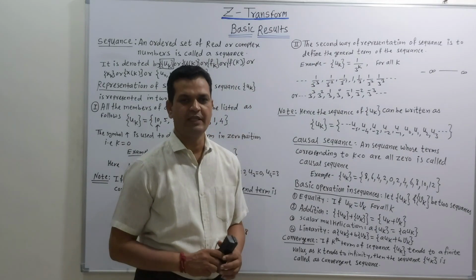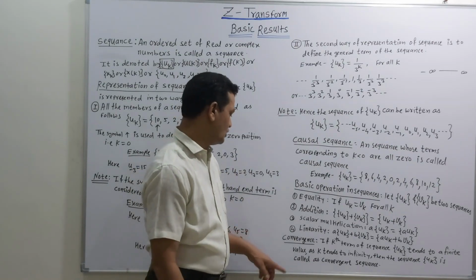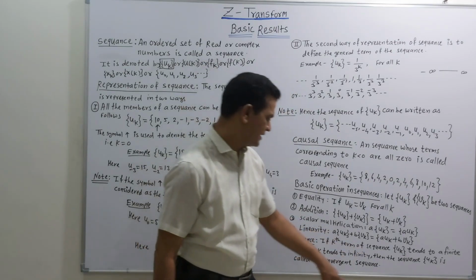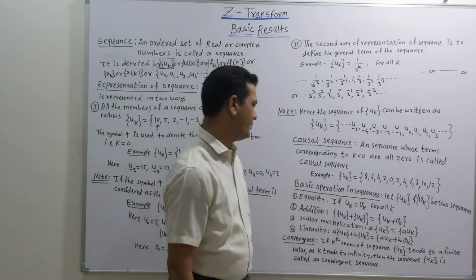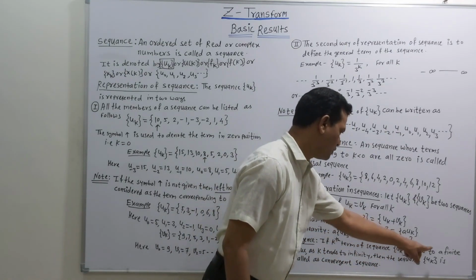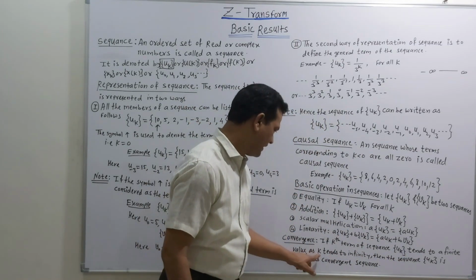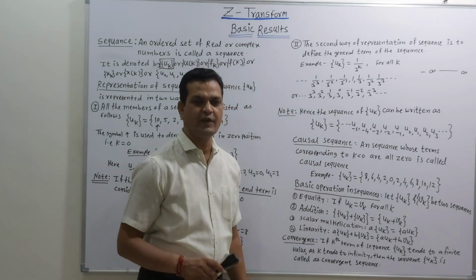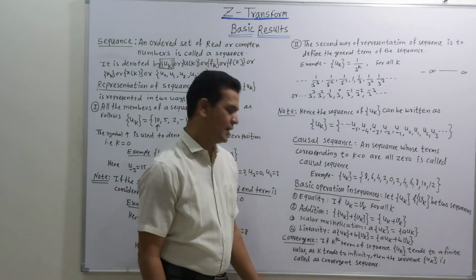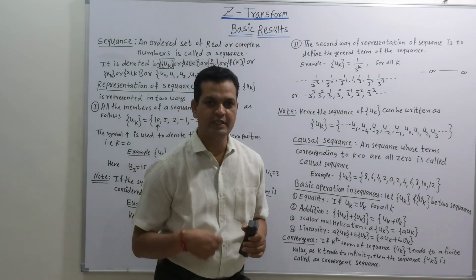Then one more important thing about sequences is the convergence and divergence of a sequence. A sequence is convergent if the kth term of the sequence UK tends to a finite value as k tends to infinity. When k tends to infinity, if the sequence tends to a finite value, then such a sequence UK is called a convergent sequence. Otherwise it is called a non-convergent sequence.